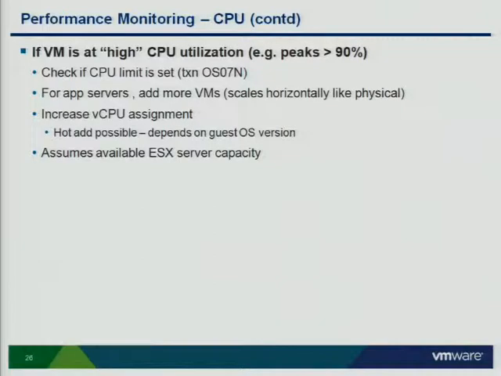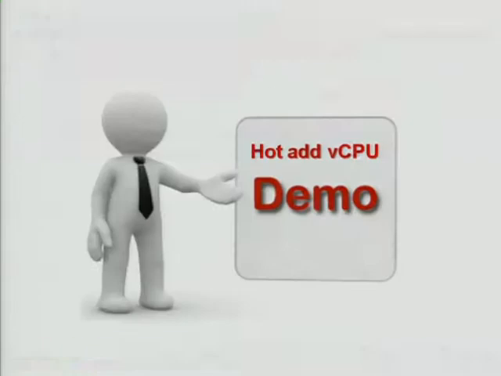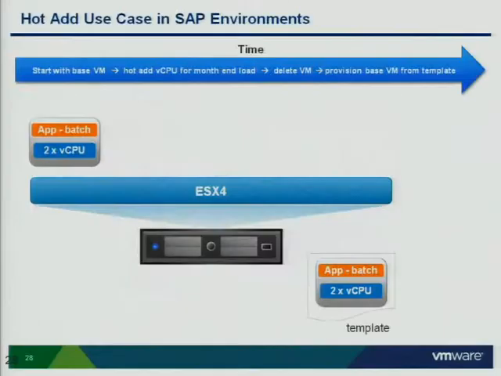And I've got about 7 minutes left. I'm just going to finish up by showing you a hot add demo. The use case for SAP is pretty much like this. We have a situation where maybe at the beginning of the month, you start off with a standard configuration of an app server which is configured to run batch programs. Batch programs are much like the SGen that Todd mentioned. And maybe it starts off at 2 virtual CPUs.